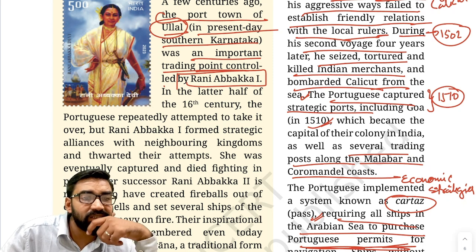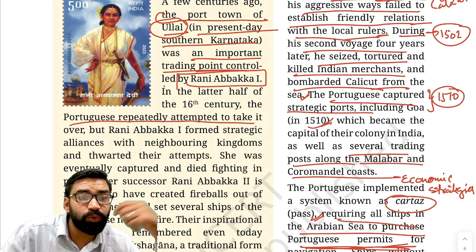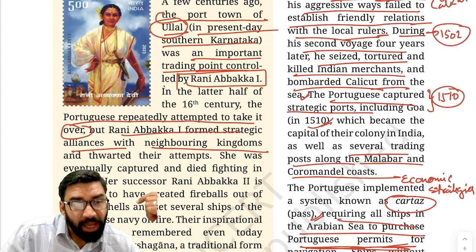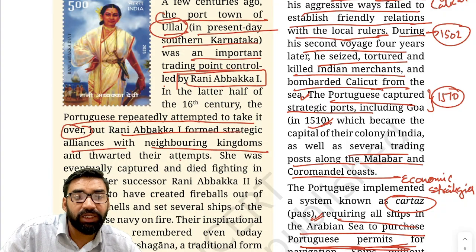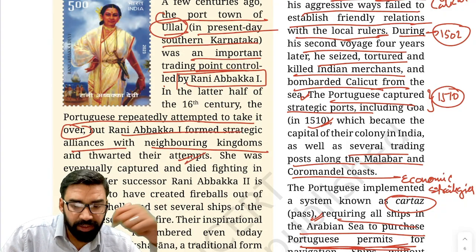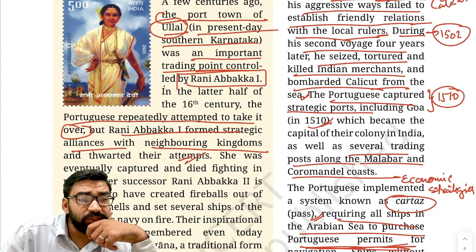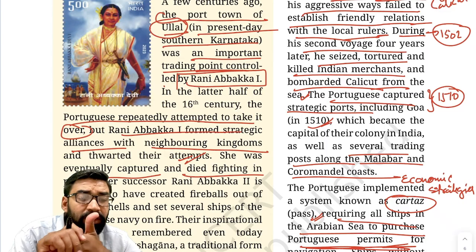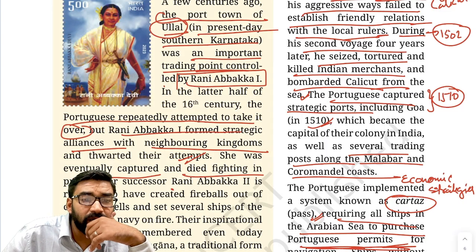Clear? So, in 16th century, Portuguese repeatedly attempted to take this port, Ullal also, but Rani Abbakka formed strategic alliances with neighboring kingdoms and she resisted, she thwarted their attempts. Clear? Later, she was captured and died fighting in prison. And her successor was Rani Abbakka II.